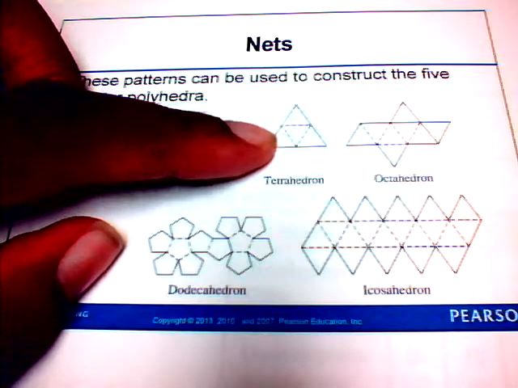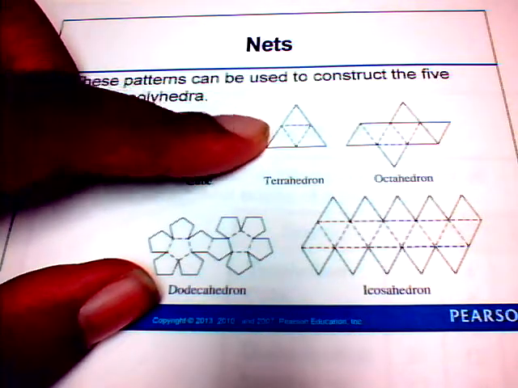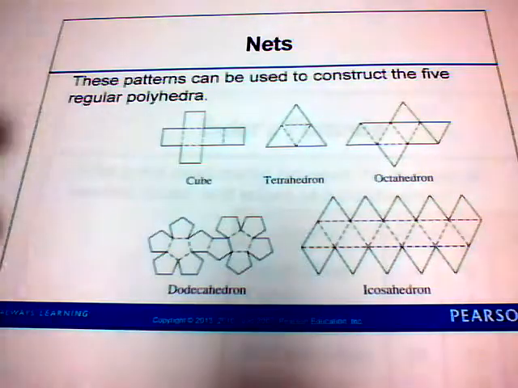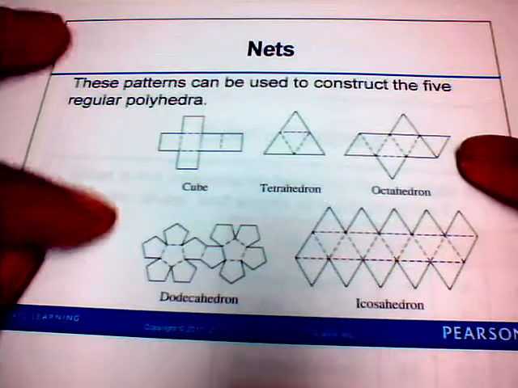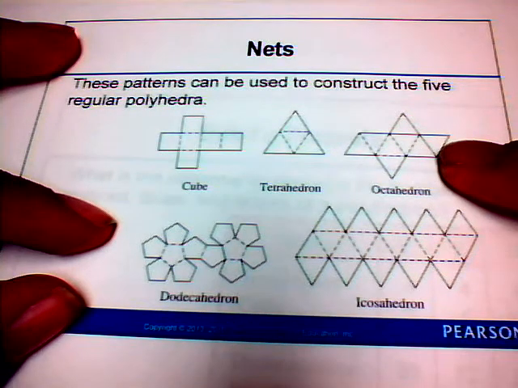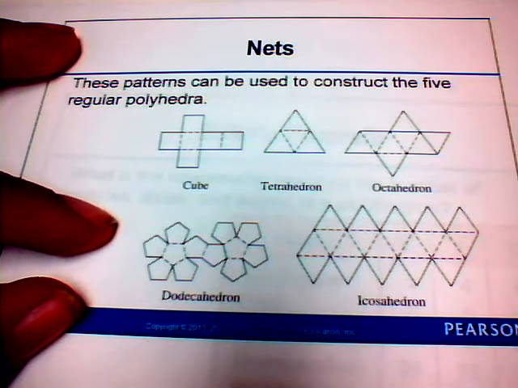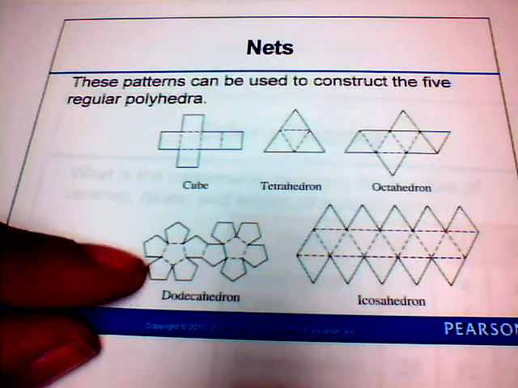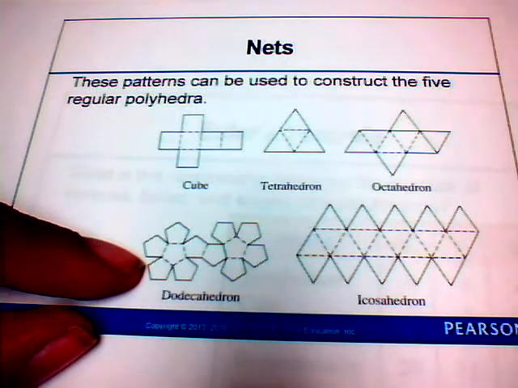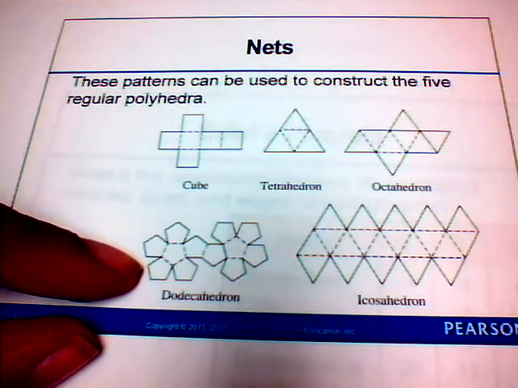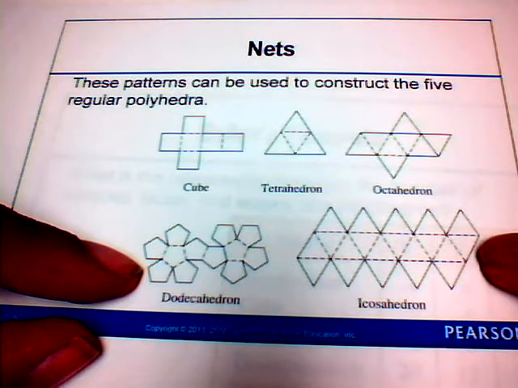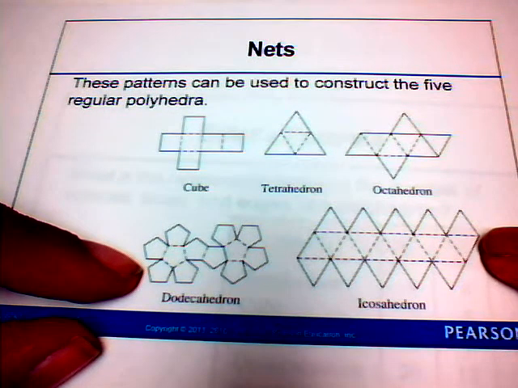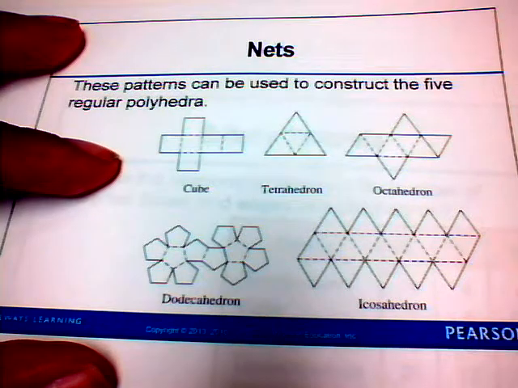The tetrahedron in a 2-dimensional view would look like this. An octahedron would look like this, because in this case here you have 8 equilateral triangles. The dodecahedron would look like this as a 2-dimensional figure. And then also the icosahedron would look like this as well from a 2-dimensional view.